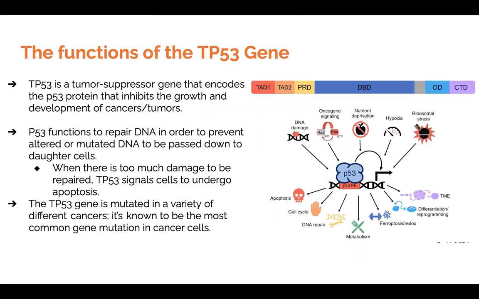TP53 is a tumor suppressor gene that encodes the p53 protein that inhibits the growth and development of cancers and tumors. p53 functions to repair DNA in order to prevent altered or mutated DNA from being passed down to the daughter cells. When there is too much damage to be repaired, TP53 signals cells to undergo cell death, also known as apoptosis. The TP53 gene is mutated in a variety of different cancers. It's also known to be the most common gene mutation in cancer cells.